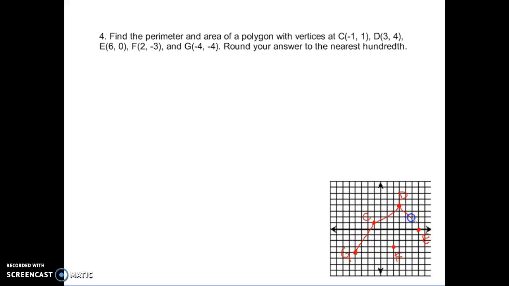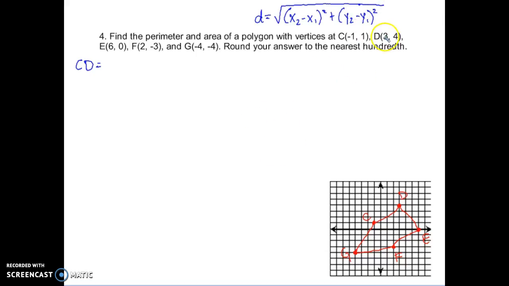So I've got this 5-sided polygon, which we call a pentagon. To find the perimeter, I have to add up all the sides. I can't count any of these sides directly because they're not horizontal and vertical, so I'm going to use the distance formula to find the length of each side. I'm going to start with CD. Just to recall, our distance formula is the square root of (x2 minus x1) squared plus (y2 minus y1) squared.